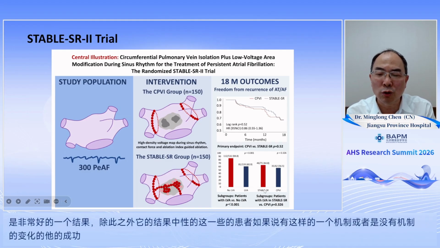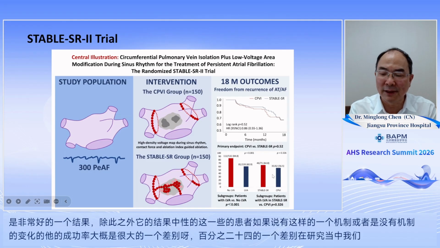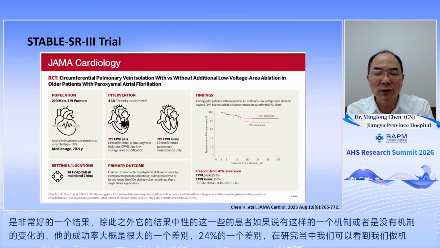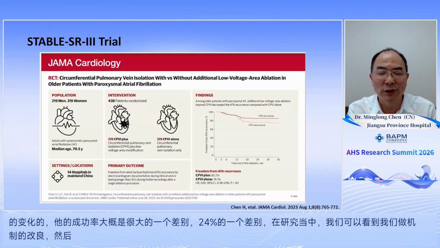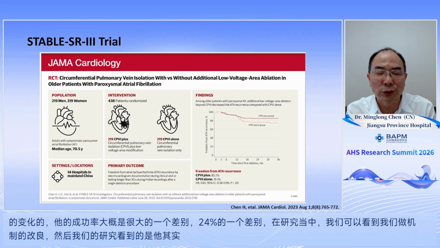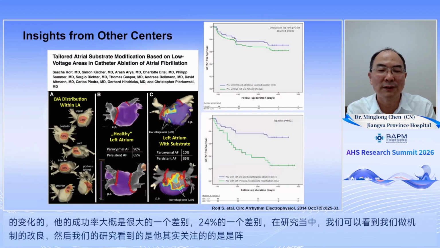And in the study group and the control group, where you do substrate modification and where you don't, the net difference is 9%. And our STABLE-SR 3 trial is focused on senior patients with paroxysmal atrial fibrillation, and for those where you do and you don't, the success rate is quite different. So these are the results from other centers.